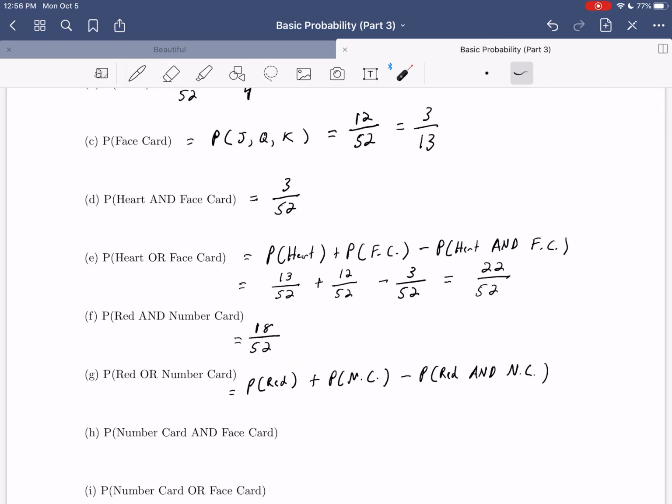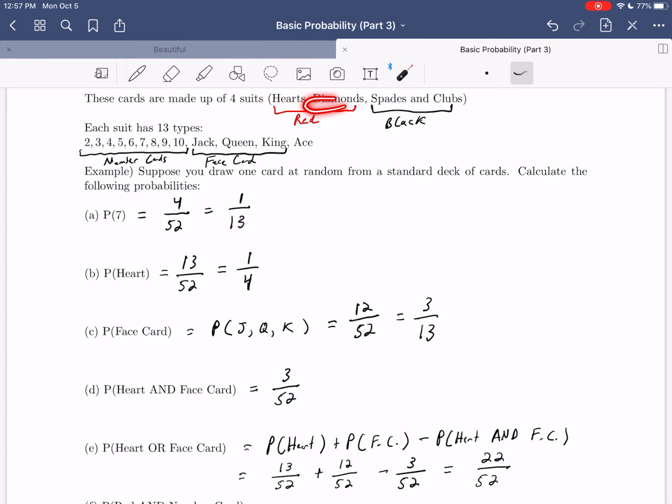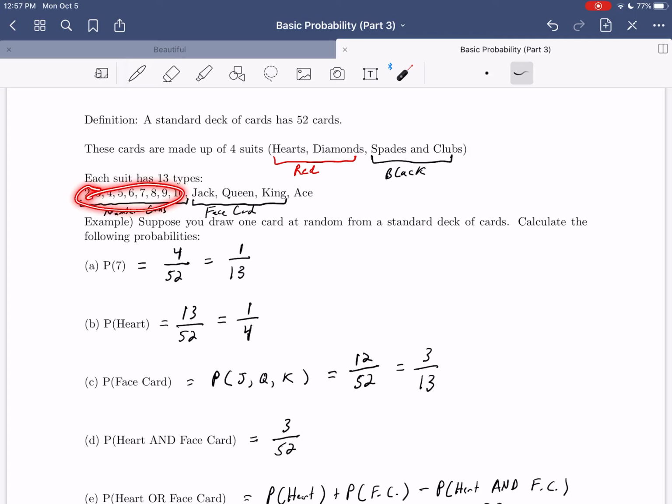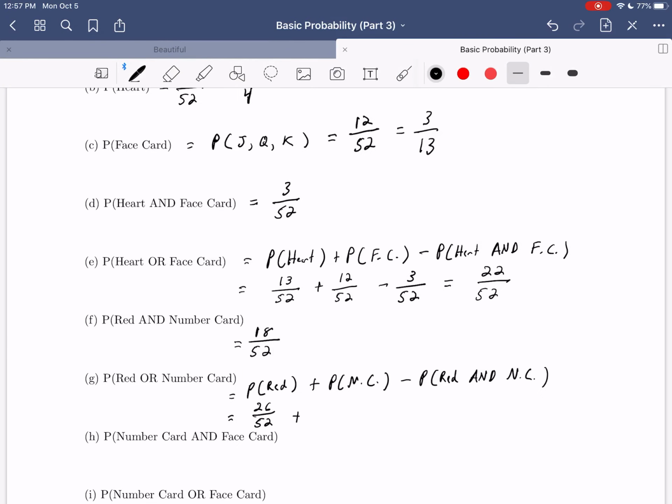For the probability of red, well, we know that that's all the hearts, all the diamonds. There are 13 hearts. There are 13 diamonds, so that means there's 26 red cards. So this is going to be 26 out of 52 plus all of the number cards. Well, we just said that there were 9 number cards. That means there will be 9 for the hearts, 9 for diamonds, 9 for spades, and 9 for clubs. That's 36, because 9 times 4 is 36. 36 out of 52. And then we need to subtract the overlap between red and number cards, which was 18. So minus 18 out of 52.